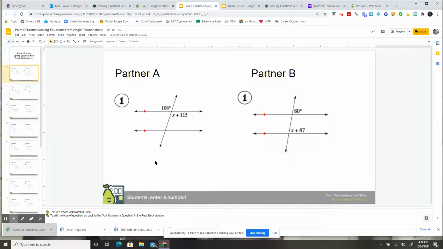I'm going to start this side. So these are vertical angles. I'm going to set them equal to each other and solve for x. These are corresponding angles. So they're both acute. My guess is you're going to set those equal to each other as well. So you do your problem, I'll do my problem, and let's see if we get the same answer.